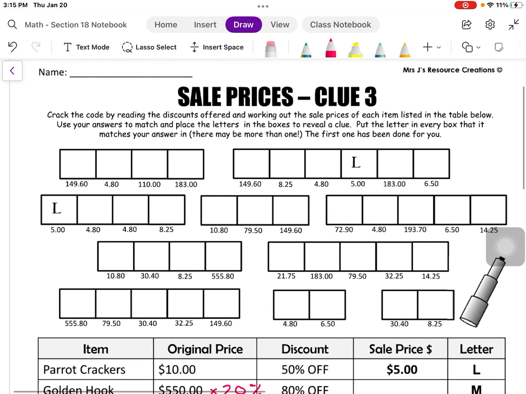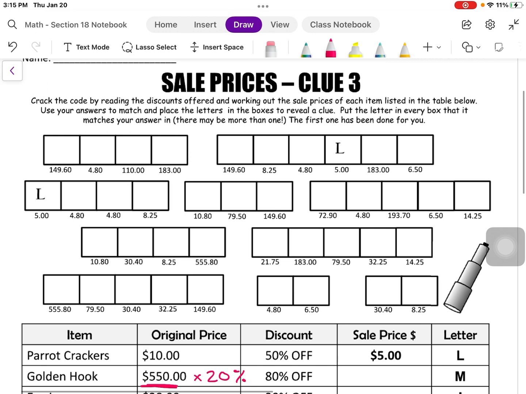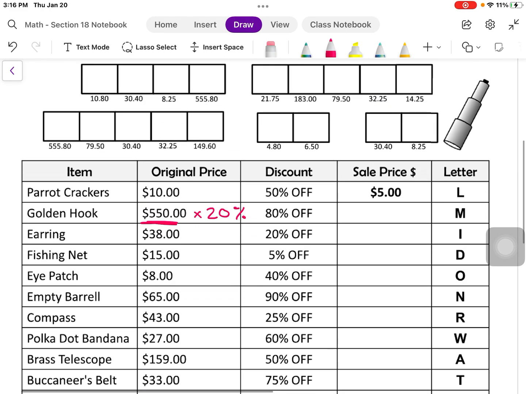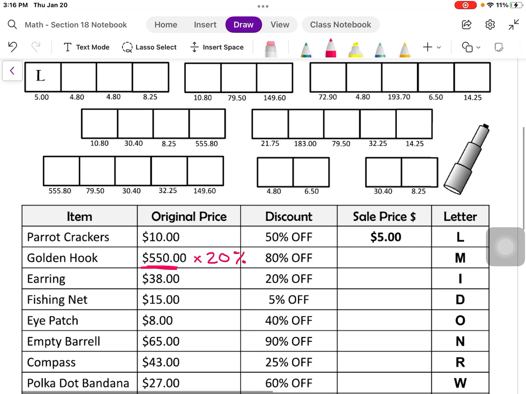Okay, clue 3. Clue 3 says sale prices. Crack the code by reading the discounts offered and working out the sale prices of each item listed in the table below. Use your answers to match and place letters in the boxes to reveal a clue. All right. In this particular one, it says I'm buying Parrot crackers.